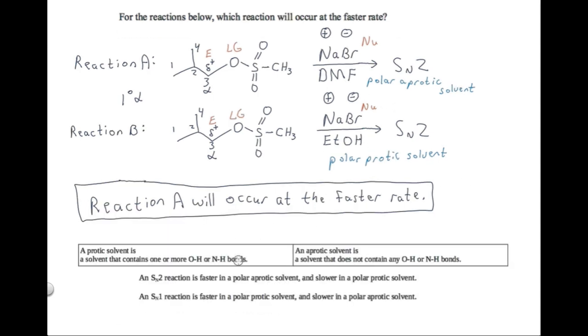So here are some of the ideas that we learned earlier that we applied to this problem. We knew that the EtOH was a protic solvent because it contains an OH bond. I hope you recognize that this is ethyl alcohol. Remember, the Et stands for an ethyl group, so this is ethyl alcohol. It's a protic solvent, and we have memorized that DMF is one of the aprotic solvents. We know that although they didn't show us the structure, DMF does not contain any OH or NH bonds. And we've also memorized that an SN2 reaction is faster in a polar aprotic solvent. Faster for reaction A, and an SN2 reaction is slower in a polar protic solvent. Slower for reaction B.